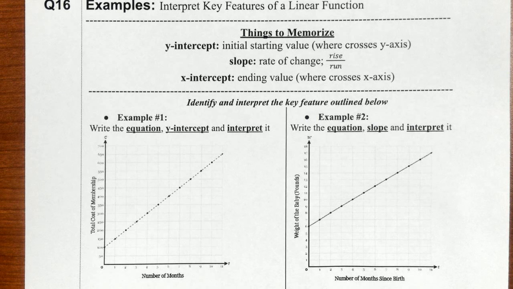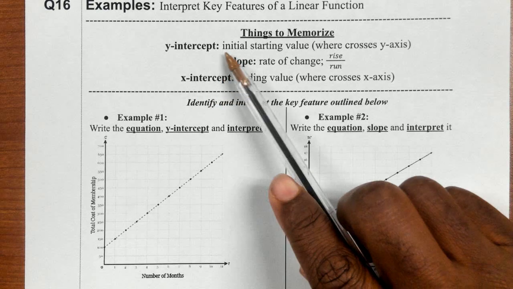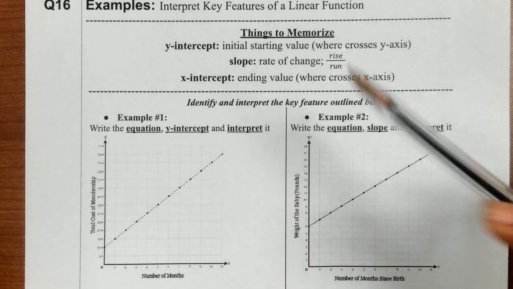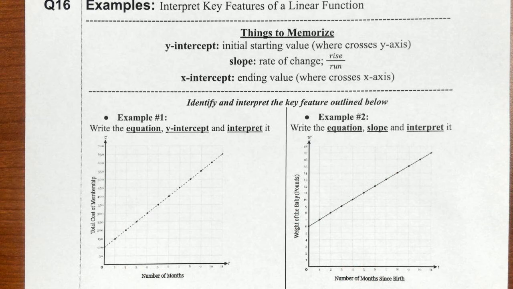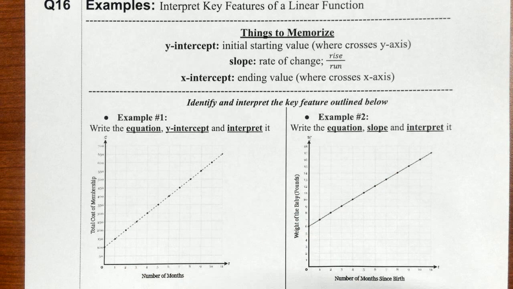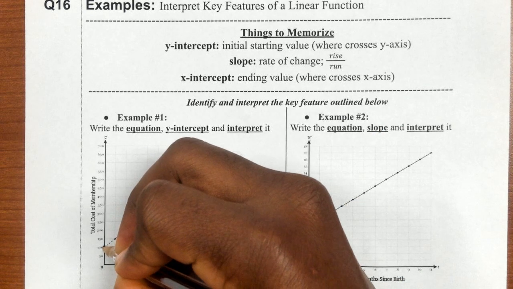Question number 16 wants us to interpret key features of a linear function. So the things that we need to try to evaluate or understand are the y-intercept, slope, and x-intercept. We know that the y-intercept is where you start, or your initial value, or where you cross your y-axis. Both of these lines have a y-intercept. This will be the y-intercept for this line, and this will be the y-intercept for this line.